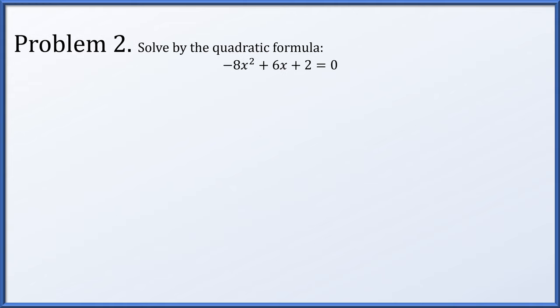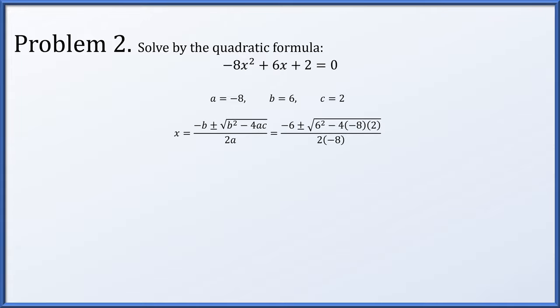Problem 2. Let's solve using the quadratic formula. Negative 8x squared plus 6x plus 2 should be equal to 0. So we identify that the coefficient of our quadratic term is negative 8, x squared is being multiplied by negative 8. The coefficient of our linear term is 6, x is being multiplied by 6, and our constant term is 2. And in the quadratic formula, these are usually represented respectively as little a, b, and c. And then the quadratic formula is that as long as you have a quadratic set equal to 0, you solve for x as negative b plus or minus the square root of b squared minus 4ac all over 2a.